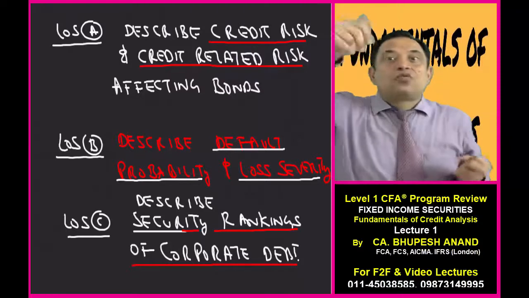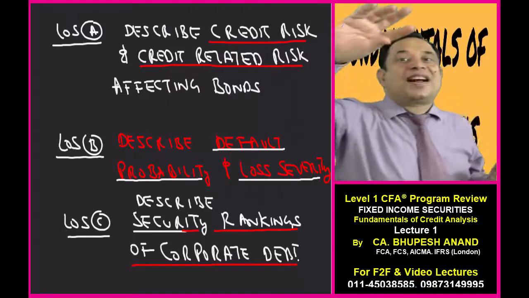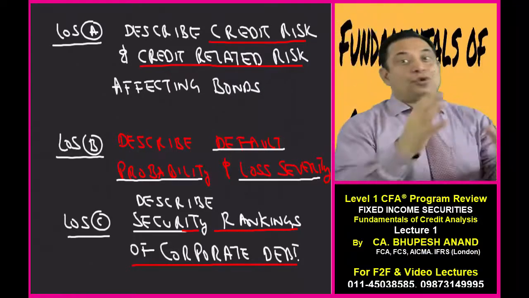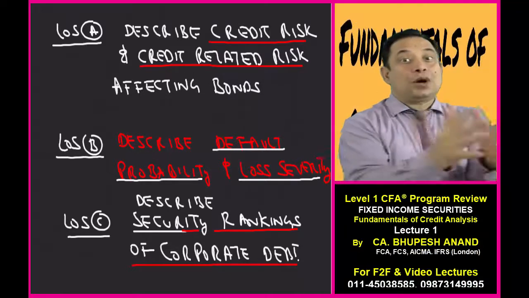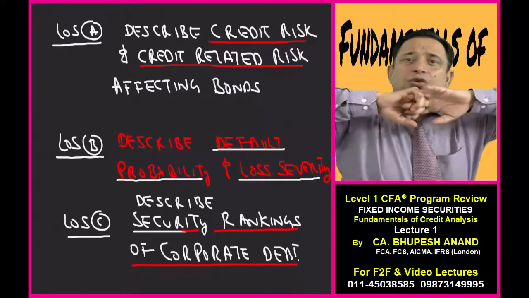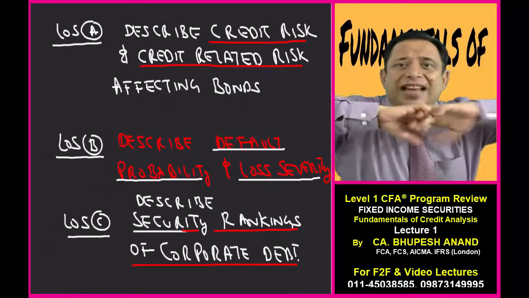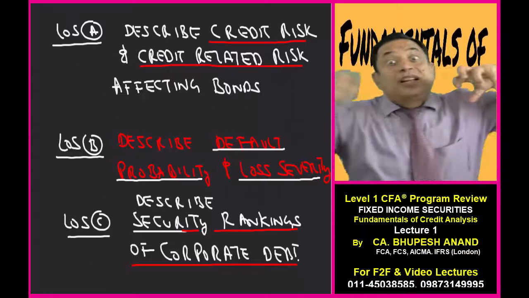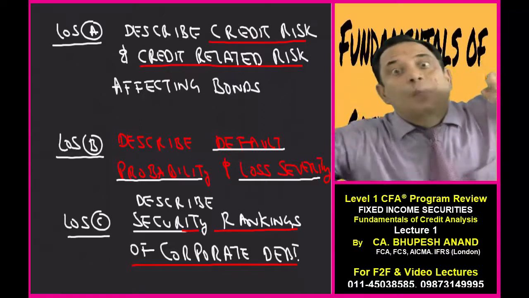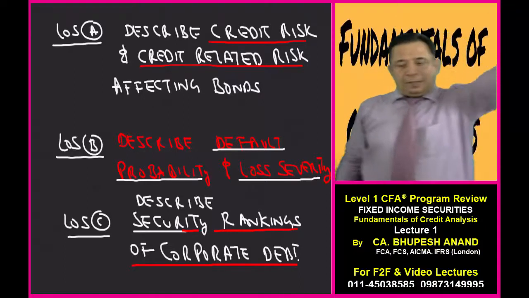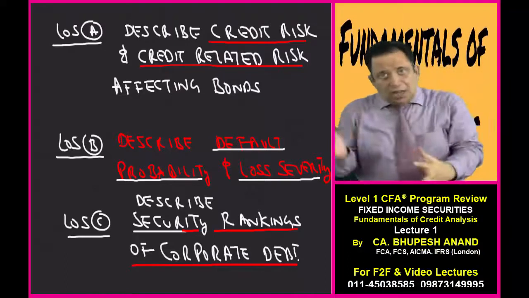Credit risk has 2 components. One is default risk and the second is loss severity. So we have to do learning outcomes A and B both, because they are tied together and we cannot differentiate them. Along with that, what are the credit risks related to corporate bonds? So today I will be discussing A and B, but in the next lectures I will be covering all the learning outcomes.